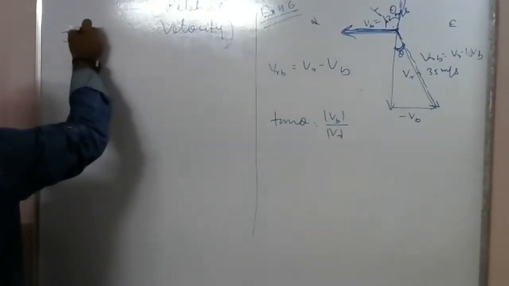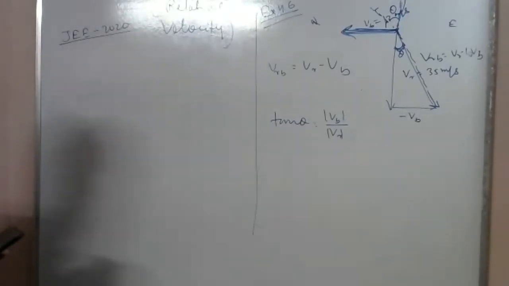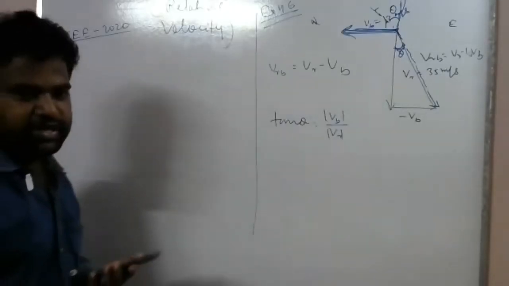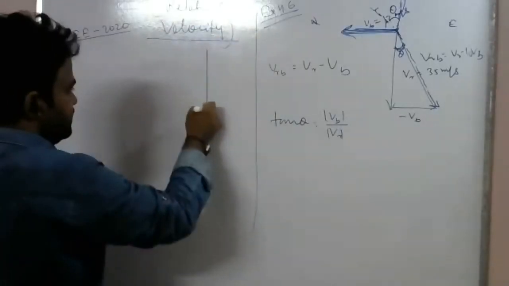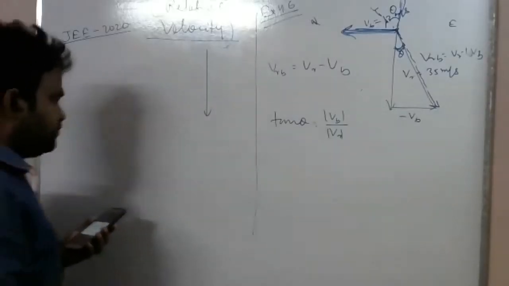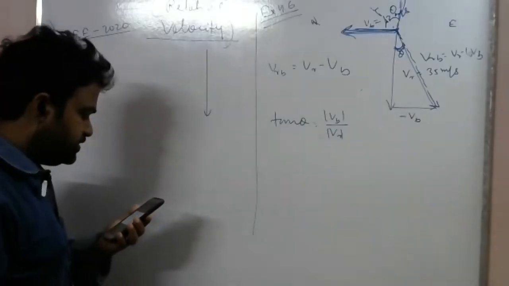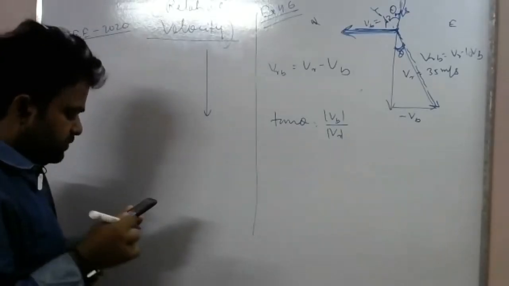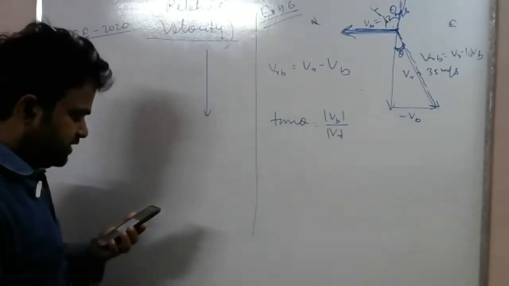JEE 2020. This question came: rain is falling vertically when the car is at rest. This is the last question we are doing. When the car is at rest, the rain is vertically downward. When the car moves with a speed V, the rain appears at 60 degrees with the horizontal, and when the car moves with a speed beta plus 1 into V, the rain appears at 45 degrees with the horizontal.